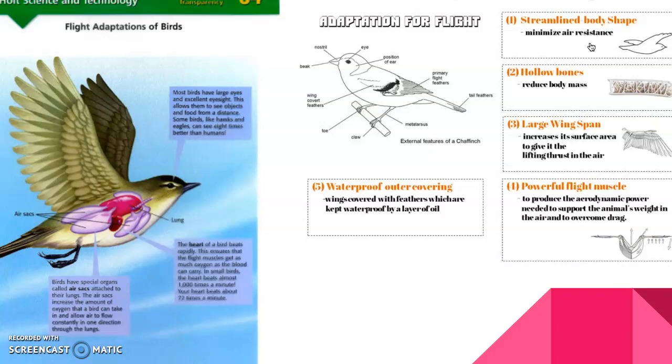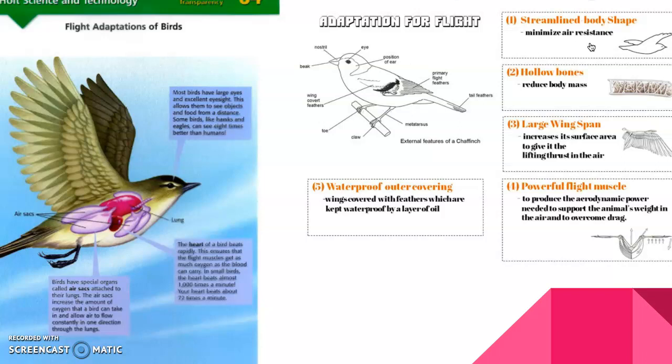They have hollow bones. So we have bones that have stuff in them. Those are not hollow, those are filled. But birds have hollow bones, which reduces overall body weight and body mass. And so they get to fly easier. A lot of them have a large wingspan, which increases its surface area and gives lifting thrust to the air. There's this idea called lift, where basically if you have a difference in air pressure between the top of your wing and the bottom of your wing, the air pressure difference causes you to lift up easier.